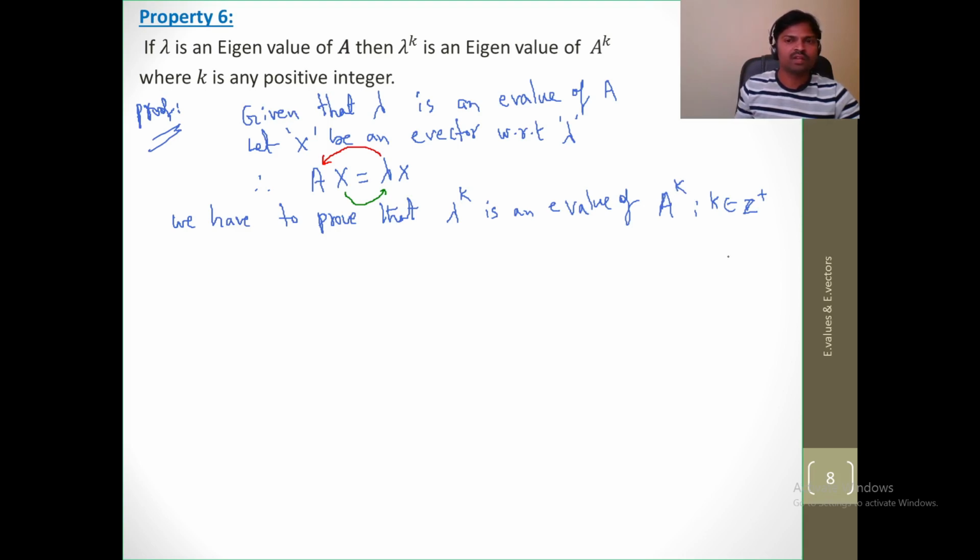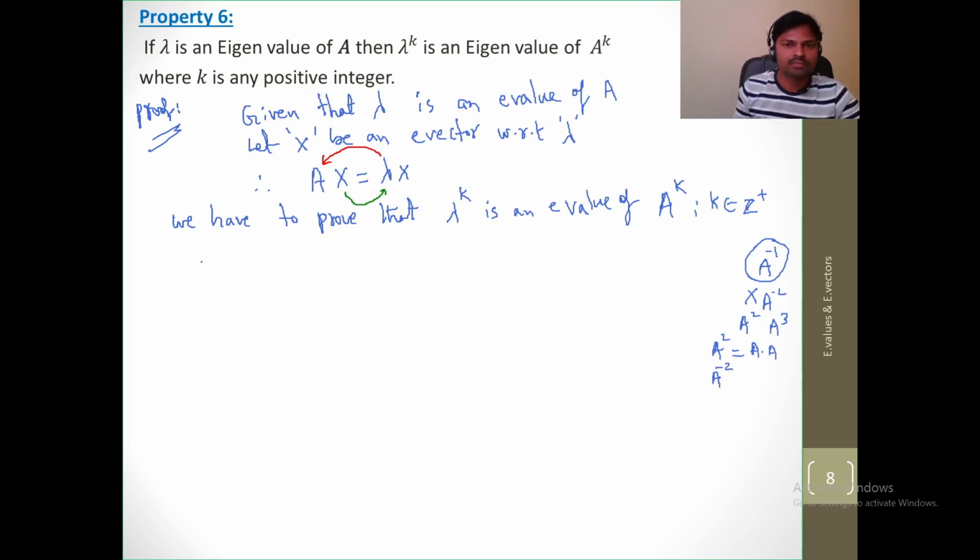Actually, A power minus 1 is not the right way of pronunciation; A inverse is what it is. If I write A power minus 2 or A power minus 3, it is not meaningful. But A power 2 is meaningful, A power 3 is meaningful, and so on. A square means A into A. But A power minus 2 is meaningless. That's why k is any positive integer.